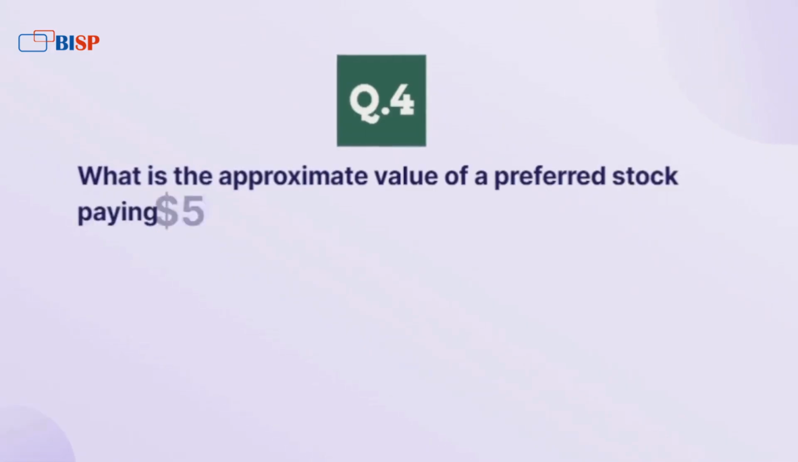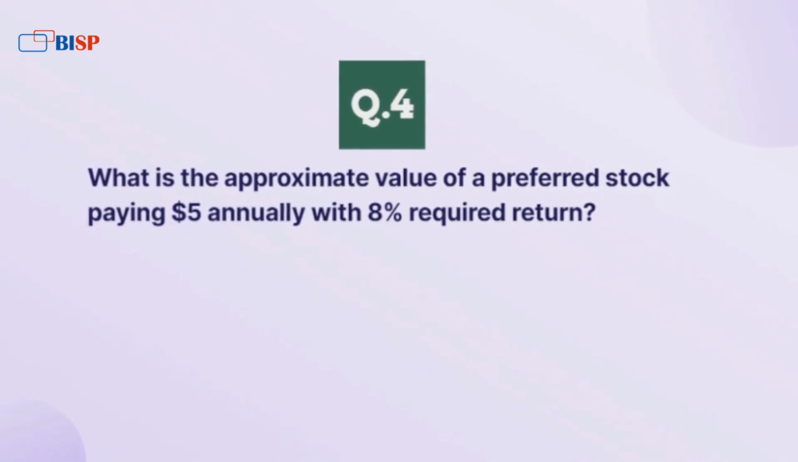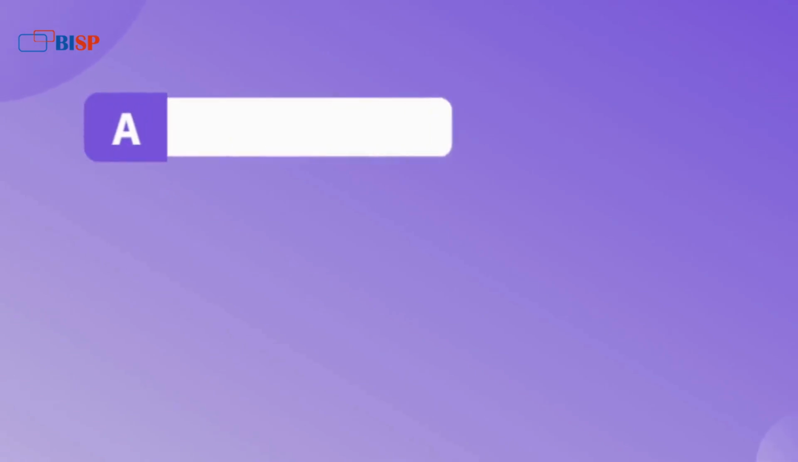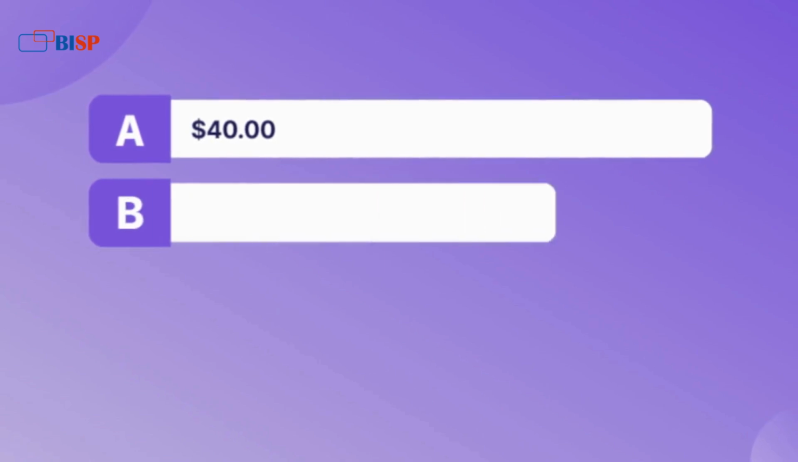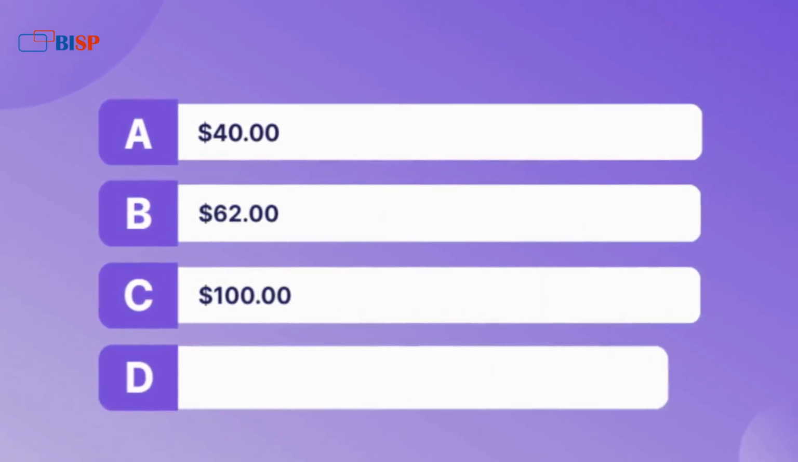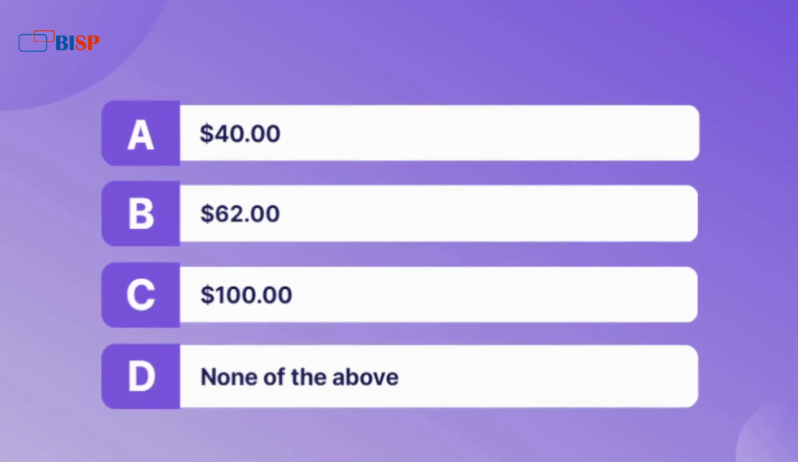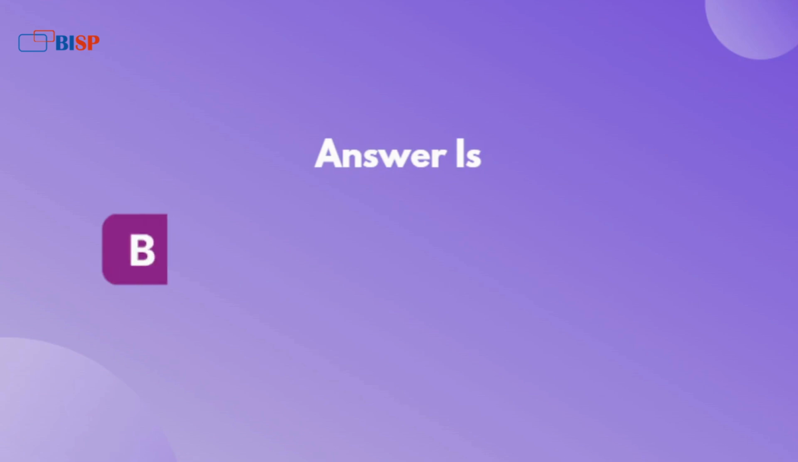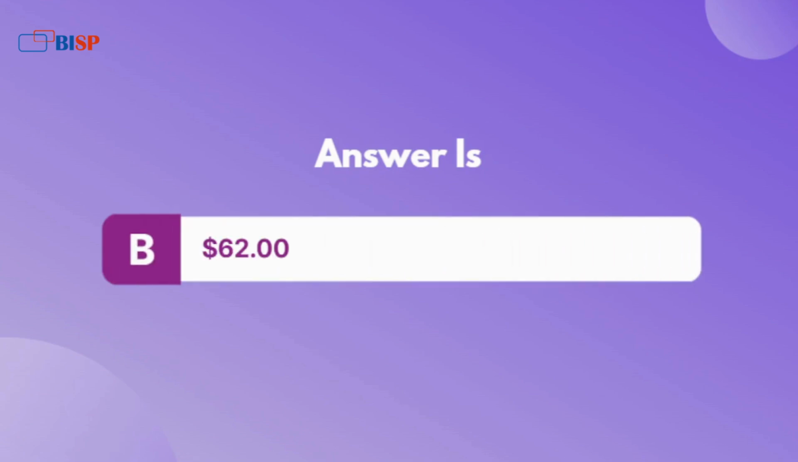What is the approximate value of a preferred stock paying $5 annually with 8% required return? A. $40. B. $62. C. $100. D. None of the above. Answer is B. $62.